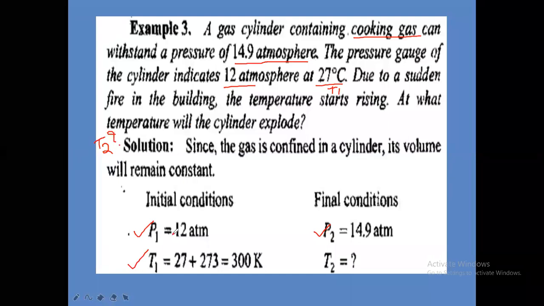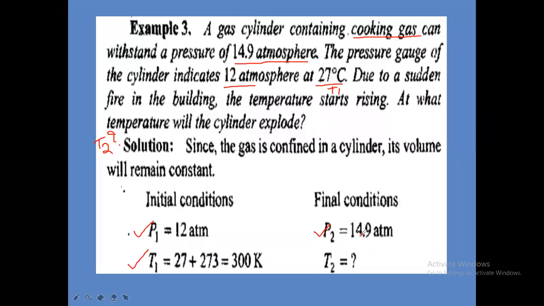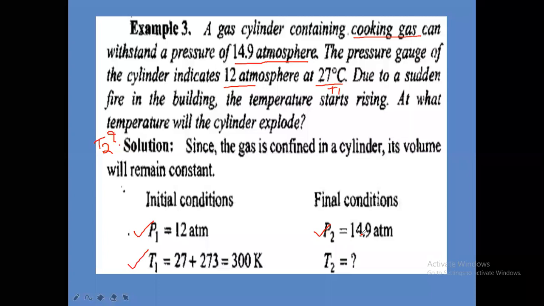But T1 is given as 27 degrees Celsius, that is 300 Kelvin. So P1 is 12 atm, T1 is 300 Kelvin. P2, the withstanding pressure, the maximum withstanding pressure of the cylinder, is 14.9 atm. Then at what temperature T2 will the cylinder explode? That means at what temperature the gas in the cylinder will reach 14.9. We have to understand, when the pressure of the cylinder becomes just more than 14.9 atm, immediately the cylinder will explode. So temperature T2 we have to calculate.